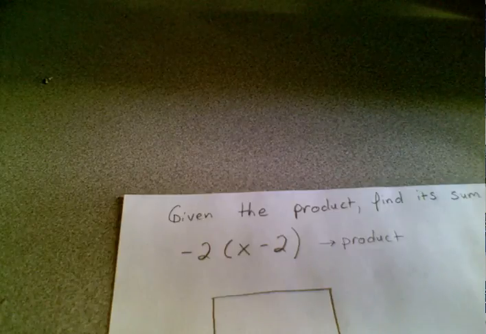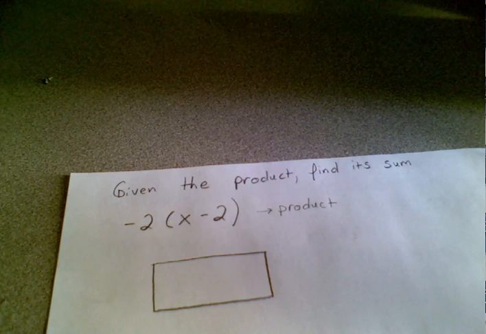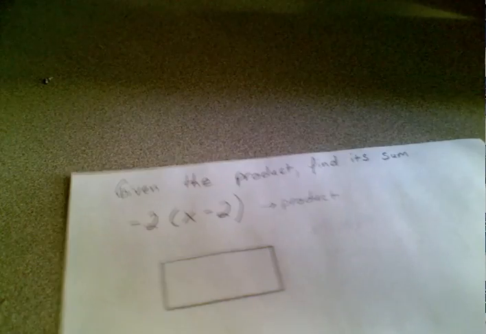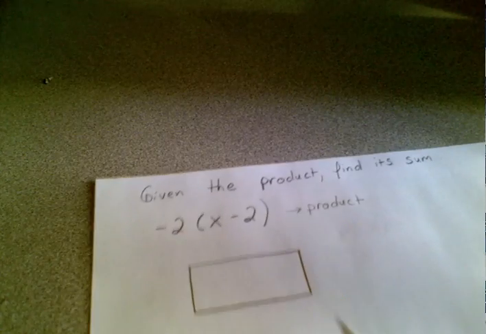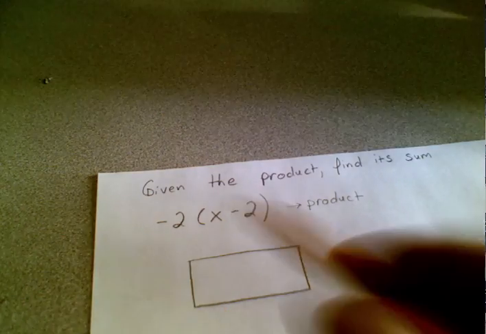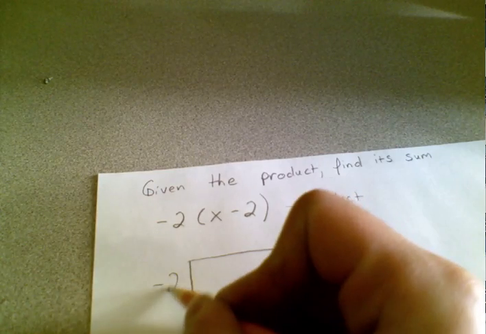So right now, here is the first example. It says, given the product, find its sum. So right now we have the product of negative 2 times x minus 2. And so if you look back at step number 1, it says, set up your rectangle by putting the terms along the base and the height of your rectangle. So I'm going to take the term on the outside of the parenthesis and I can put that along the base or the height. I'm going to put it along the height of the rectangle. So I'm going to put the negative 2 right here.